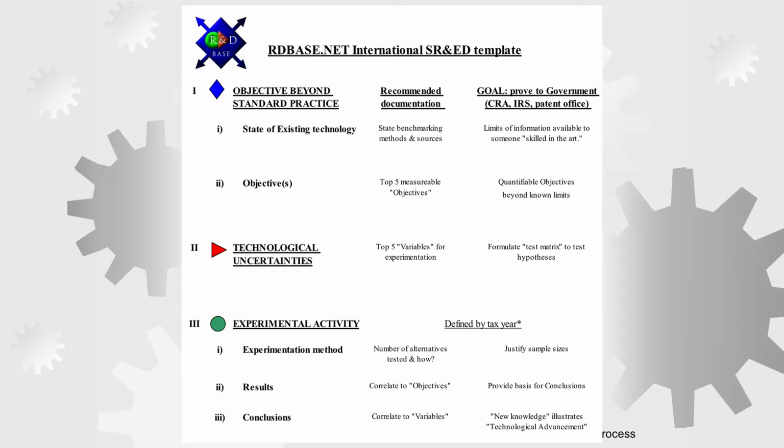So this is merely a sample template of what we would suggest. The Canada Revenue Agency has its own form in the tax form, and that's all you really need to fill out at the end of the day. So what we want to do is talk about step 1.1. What's the state of existing technology and how does that compare to our objectives? Okay, so list the top 3 to 5 objectives and try to benchmark as many sources as you can, whether it's patent searches, competitive products, whatever, and how they work.